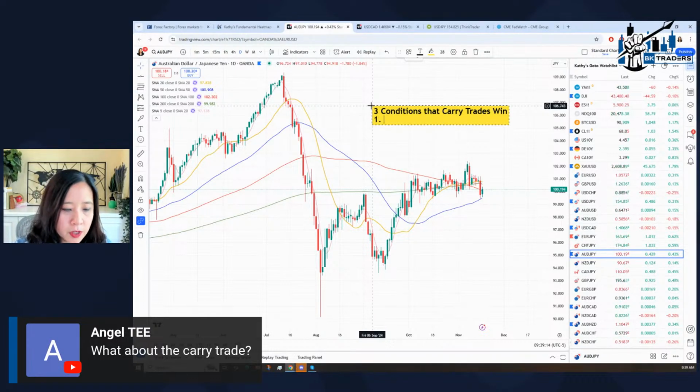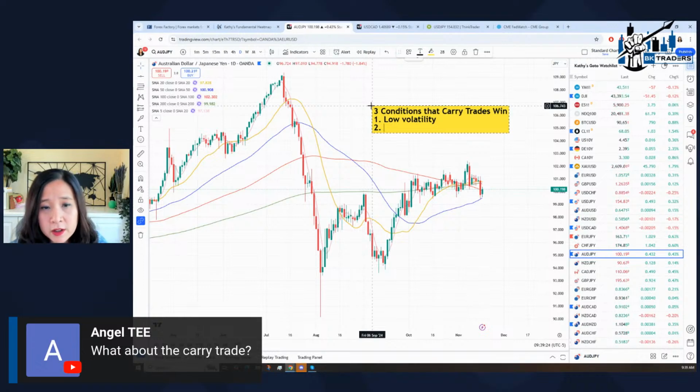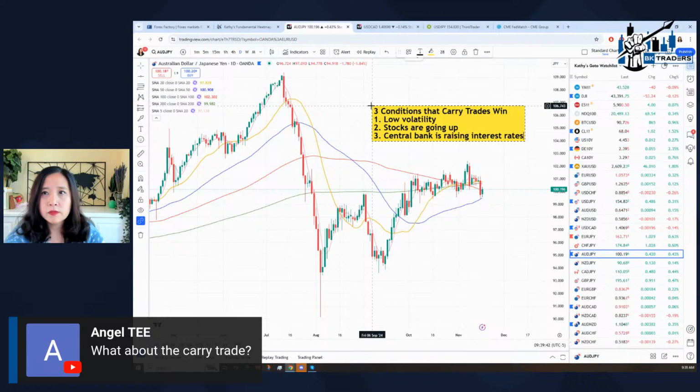One is we have a low volatility environment, because when we have high volatility, investors are nervous. They're not going to buy stock. They're not going to buy carry trades. Two, stocks are going up, and three, central banks are raising interest rates. So there are 3 conditions that carry trades win. Low volatility, stocks are going up, central banks are raising interest rates.